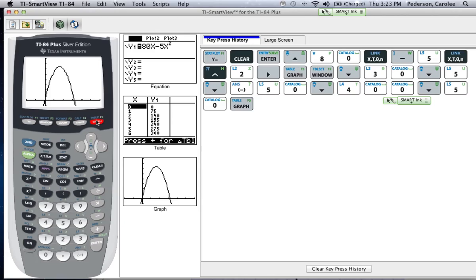So here is the shape of my graph. Now I can push the trace button like we did in the last problem and trace along there to find my maximum point and my intercepts. So this looks like about 8 and then 320. We'll just say that as my vertex.